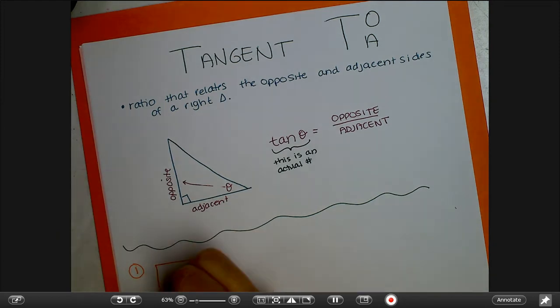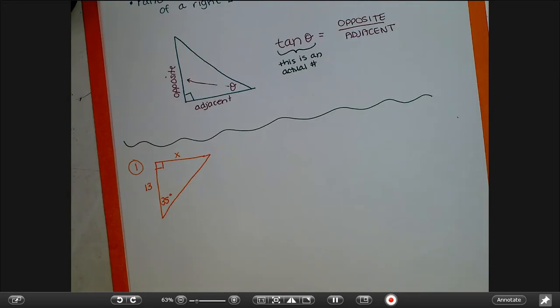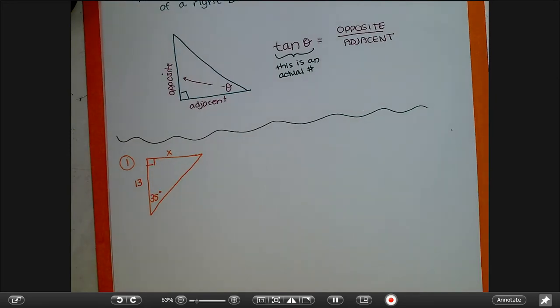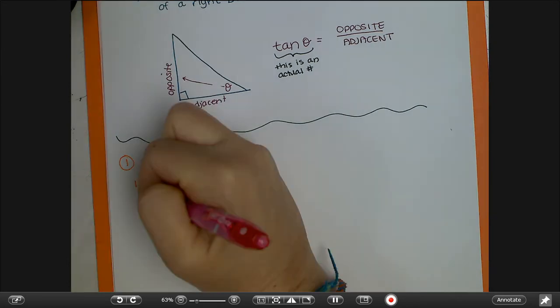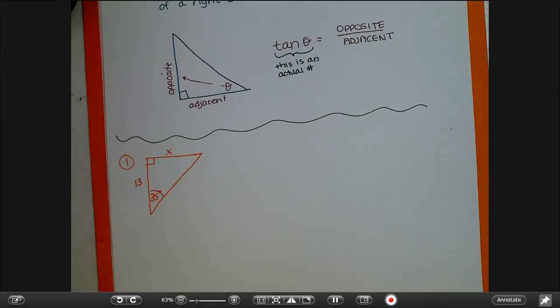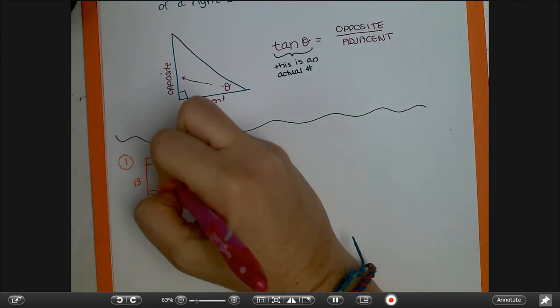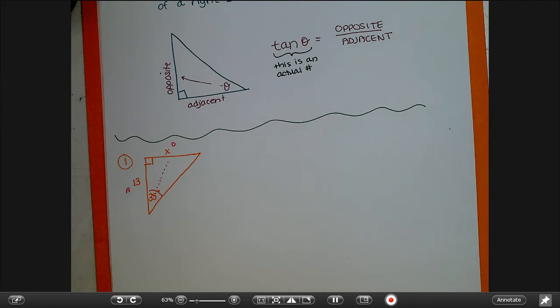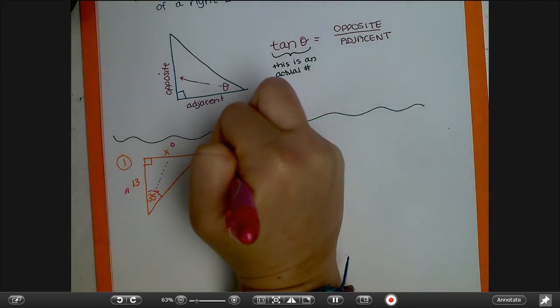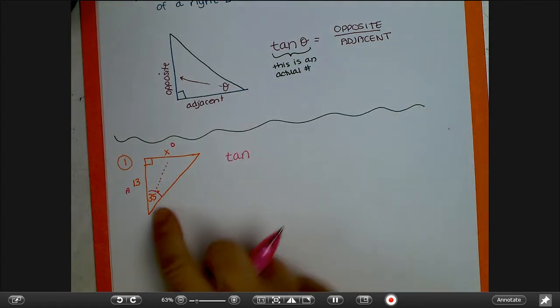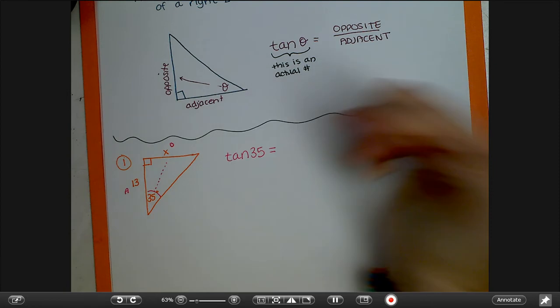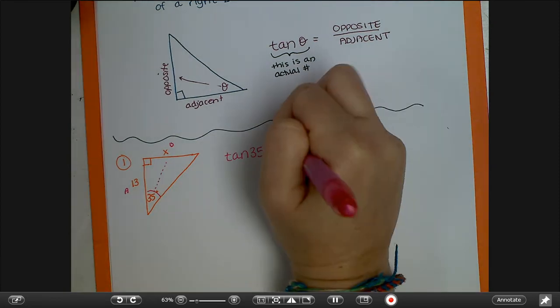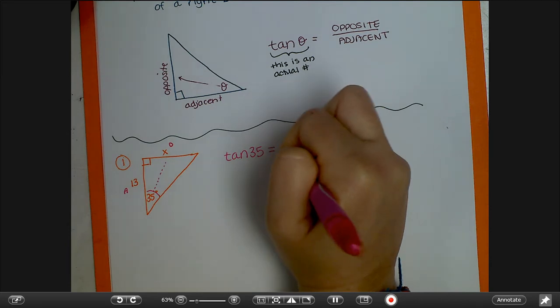I'm just going to draw a random right triangle. Okay, so here's a right triangle, and you can see that we have an angle to focus on right here. Here's our angle. It has a value in it, and we have the opposite side and we have the adjacent side. So we will use the tangent ratio. Now that theta up here stands for an angle. So tangent 35 equals opposite x over adjacent 13.